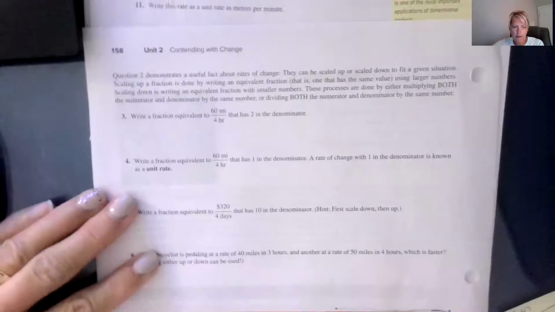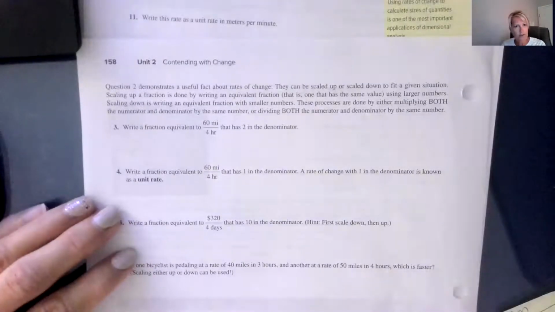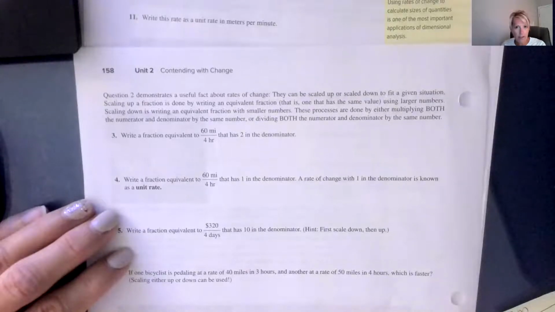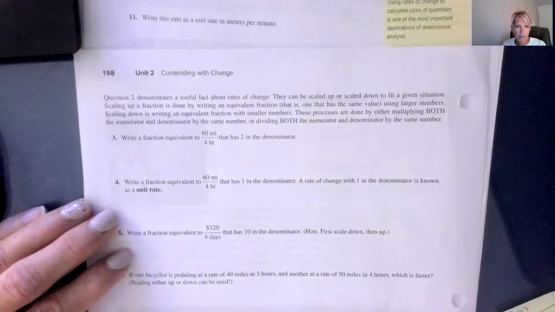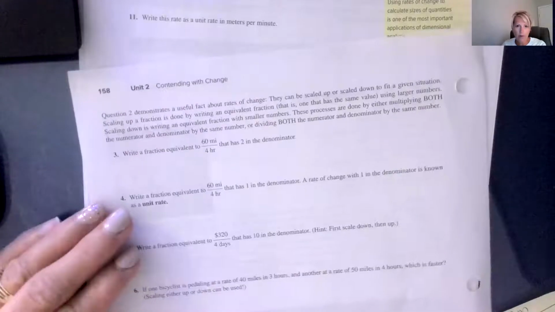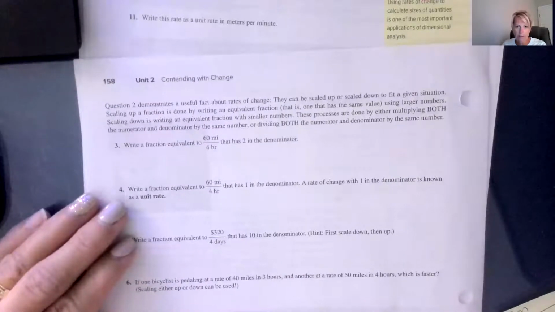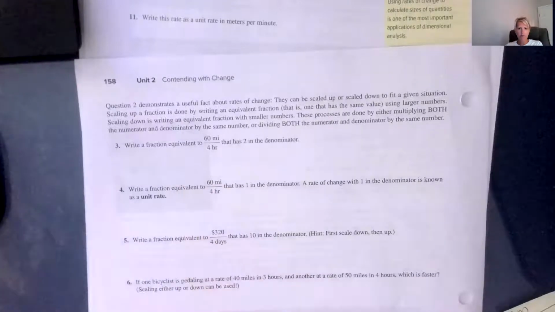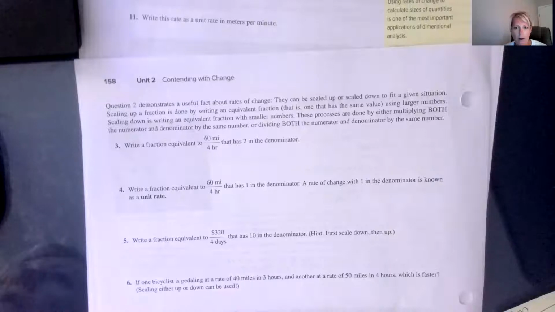So on page 158 here, it says, question 2 demonstrates a useful fact about rates of change. They can be scaled up or scaled down to fit a given situation. Scaling up a fraction is done by writing an equivalent fraction, that is one that has the same value, using larger numbers. Scaling down is writing an equivalent fraction with smaller numbers. These processes are done by either multiplying both the numerator and denominator by the same number or dividing both the numerator and denominator by the same number.